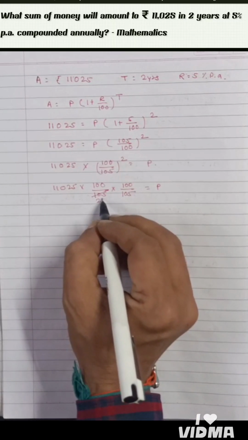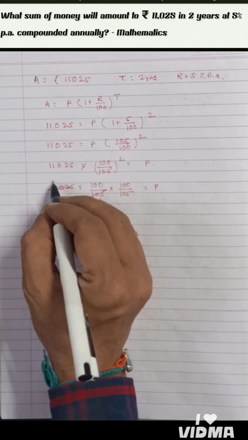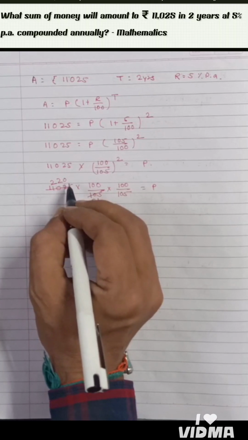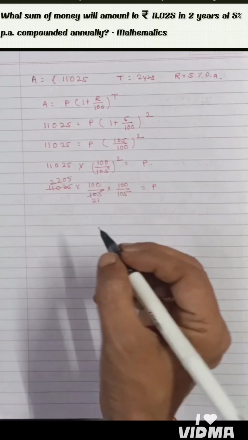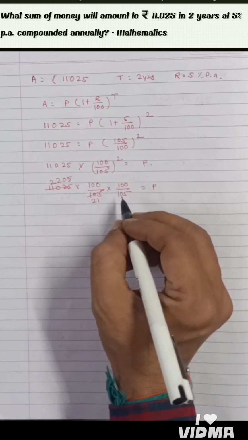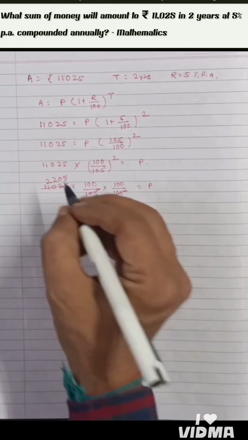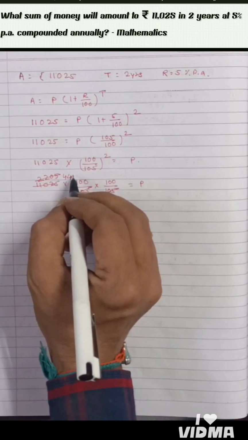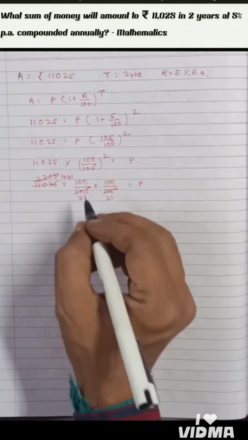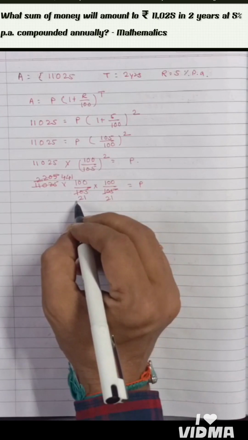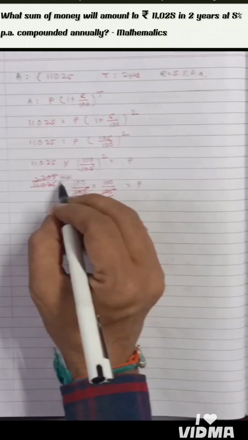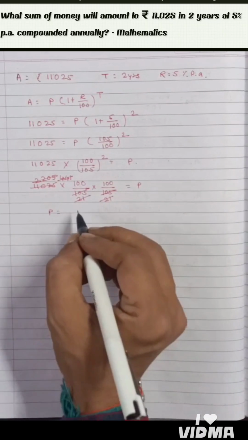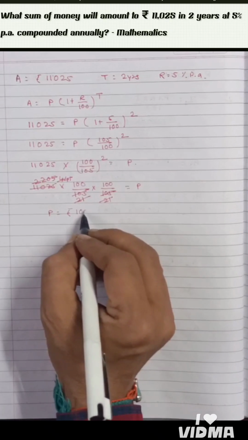So now we go for the cancellation. 5 ones are 5, 5 twos are 10, 5 ones are 5, 5 twos are 10, and 5 fives are 25. Now further again we'll cancel it by 5. So 5 fours are 20, 5 ones are 5. Okay, and 21 square is 441. So both the 21s get cancelled from the denominator and 441 gets cancelled. So finally, P we got as rupees 10,000.